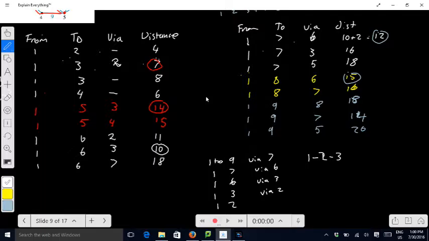So 1, 2 to 3, then from 3 to 6, 6 to 7, and 7 to 9. So the total distance, if we work it out, 1 to 2 was 4, 2 to 3 was 3, 3 to 6 was 3, 6 to 7 was 2, and 7 to 9 was 2. So the total distance, if we add all those up, we get 14. So pretty messy and complicated. It will take a bit of working out to get through those. We'll do some practice of those.